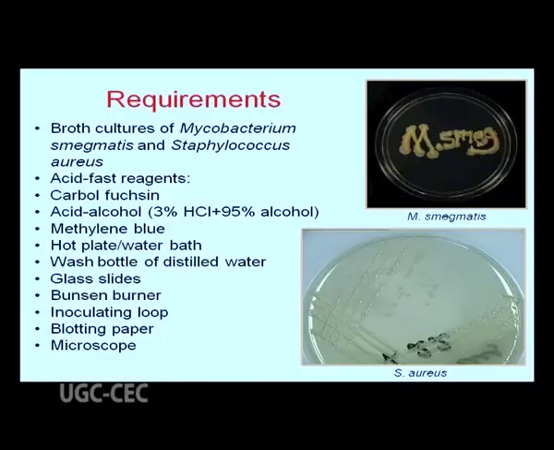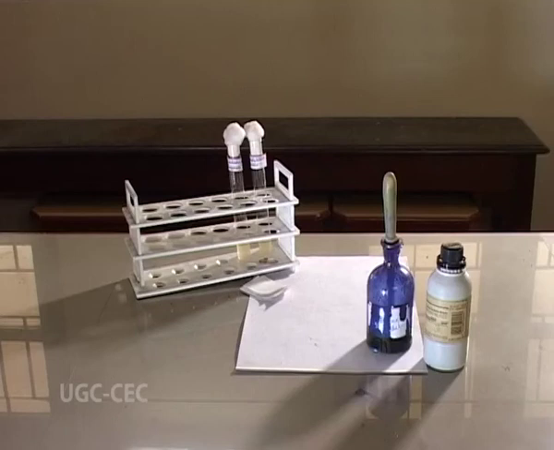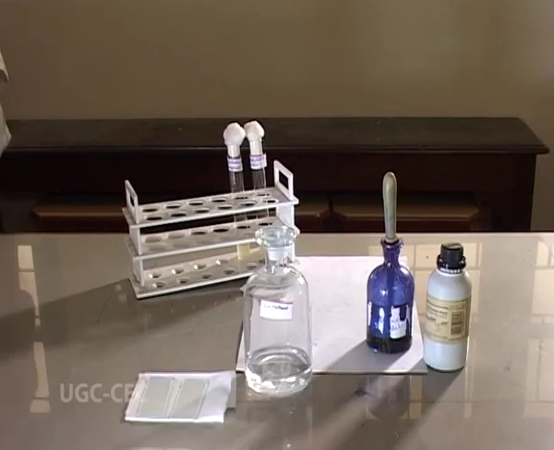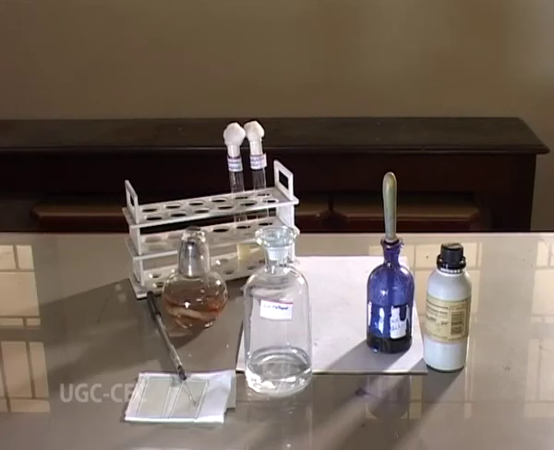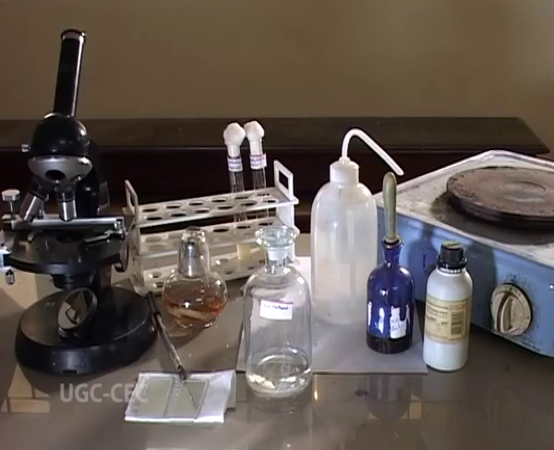We require Mycobacterium smegmatis culture and another organism which is non-acid fast, like in this case we have taken Staphylococcus aureus. The staining reagents include carbol fuchsin, methylene blue, and a decolorizing agent which is acid ethanol. Apart from this, we require clean grease-free glass slides, inoculating loop, spirit lamp, hot bath or hot plate, then distilled water and a microscope.